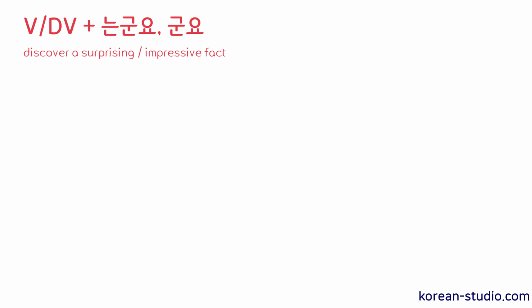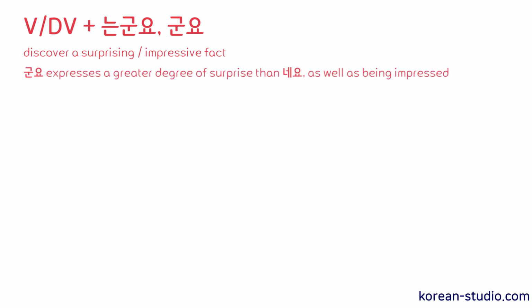The fourth ending is 군요. And we add 군요 to descriptive verbs and 는군요 to verbs to indicate that we have just discovered something new, which can come from a direct experience or from having noticed something. This use of 군요 is very similar to 네요, which we learned earlier. However, when we use 군요, it indicates a greater degree of surprise, and it can also indicate how we are impressed by the newly learned fact.